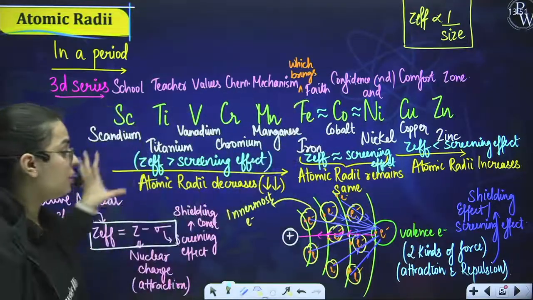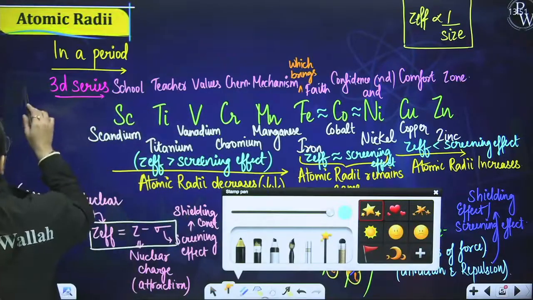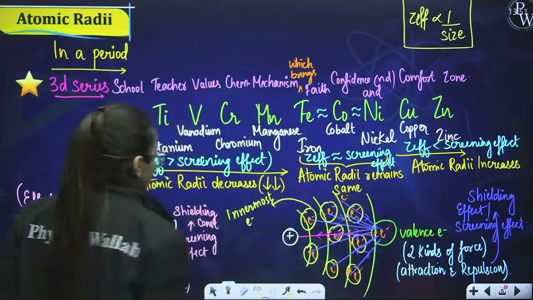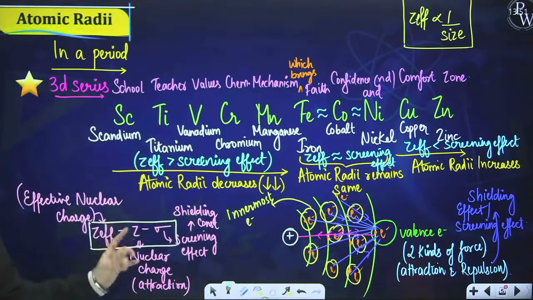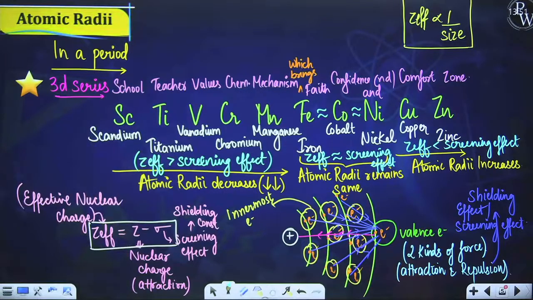So this is really very important, students. You have to put a huge star mark for this. Similar is for the 4D series and the 5D series, but the 3D series is generally asked, so we have done it over here. I'm giving you a minute to write it down fast, so that we can move on to the group part.